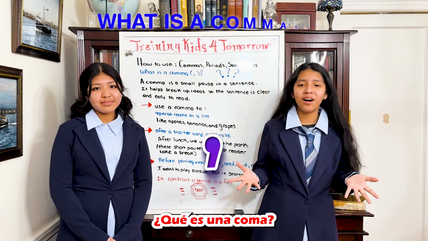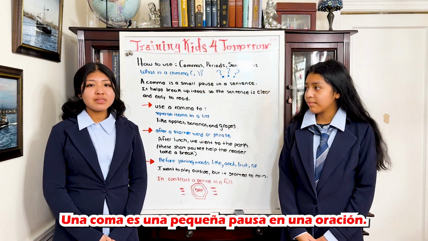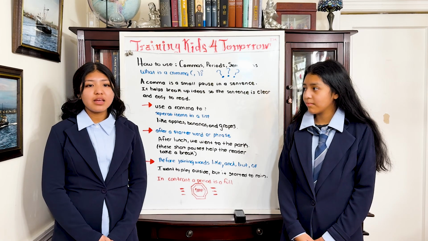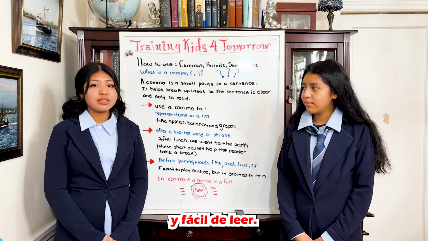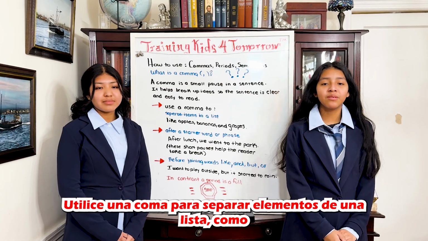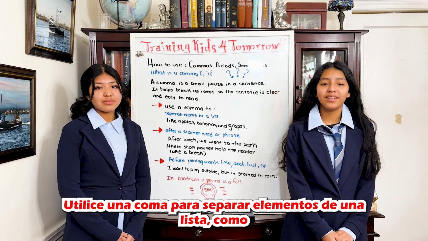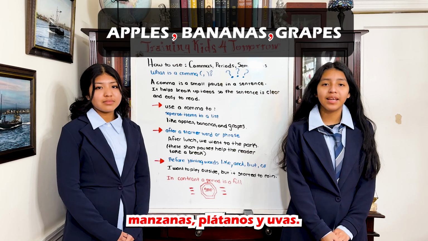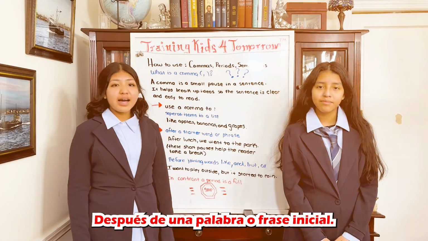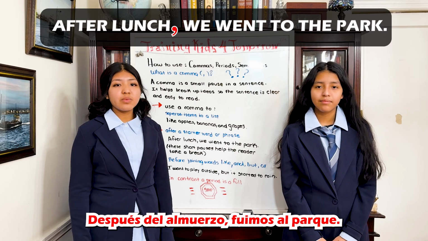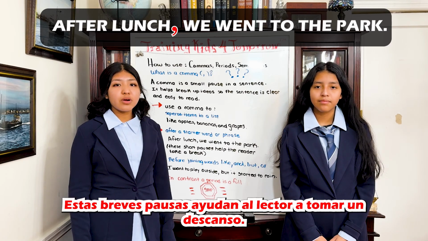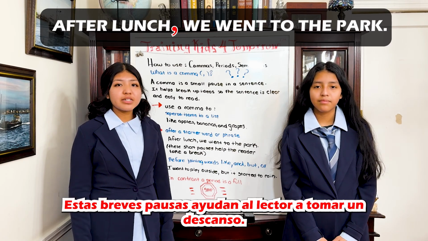What is a comma? A comma is a small pause in a sentence. It helps break up ideas so the sentence is clear and easy to read. Use a comma to separate items in a list, like apples, bananas, and grapes. After a starter word or phrase. After lunch, we went to the park. These short pauses help the reader take a break.